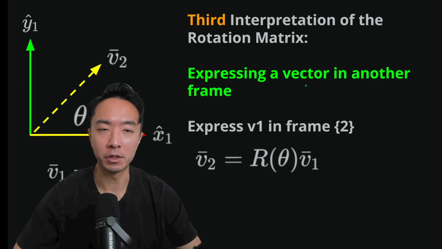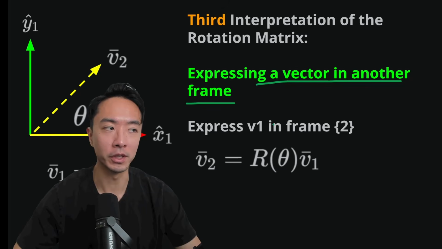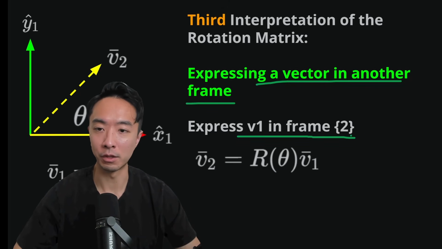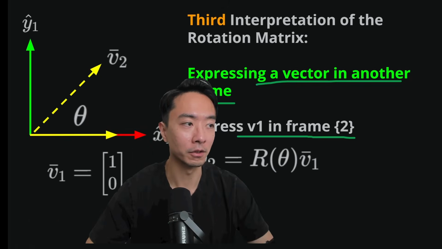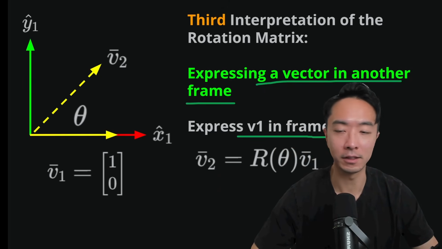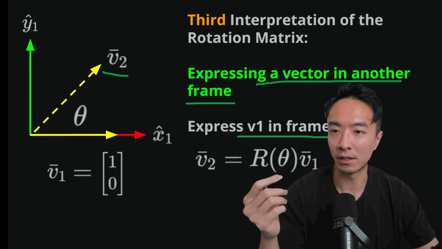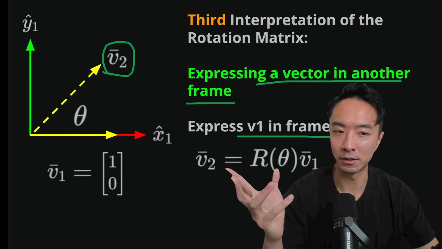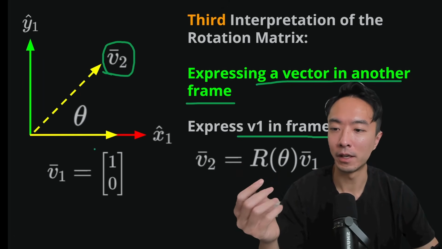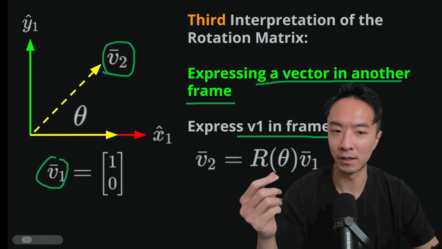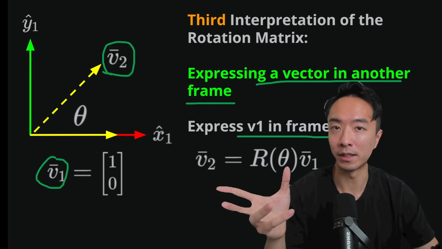Now, this third interpretation of the rotation matrix is expressing a vector in another frame. So when you want to express v1 in frame 2, that's another way you can look at it. So here, if we look at our same vector here, it's the same idea. Instead of rotating it, you're just saying, how can we describe this vector in a different frame? Or how do we express v1 in a rotated frame?